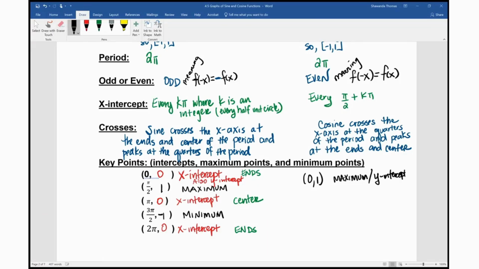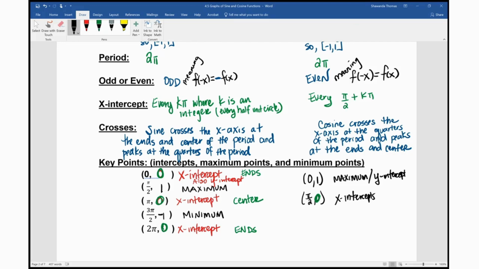0, 1. All right. What about pi over 2 comma 0? That is an x-intercept. And notice x-intercepts are when the y is 0. It's the opposite of what you think it's supposed to be, right? X-intercepts are when y is 0. That's why we set the function to 0 to find the x-intercepts or the zeros of a function.